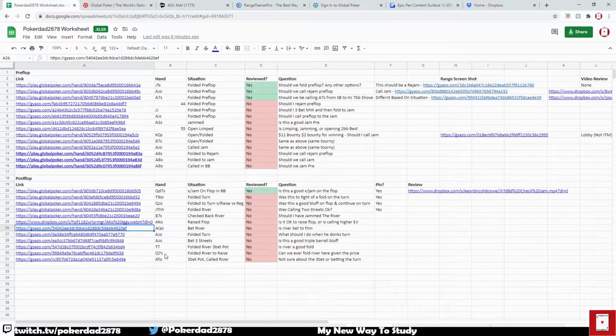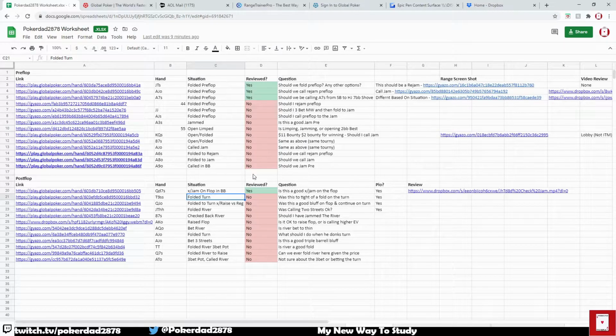I put down here what hand I had, and I'm putting down the situation, what I do pre-flop. So here: folded pre-flop, jammed here. Situation post-flop: check-jam on the flop in the big blind, raise the flop, bet river, fold the turn, whatever the situation was where the question in the hand is going to come into play.